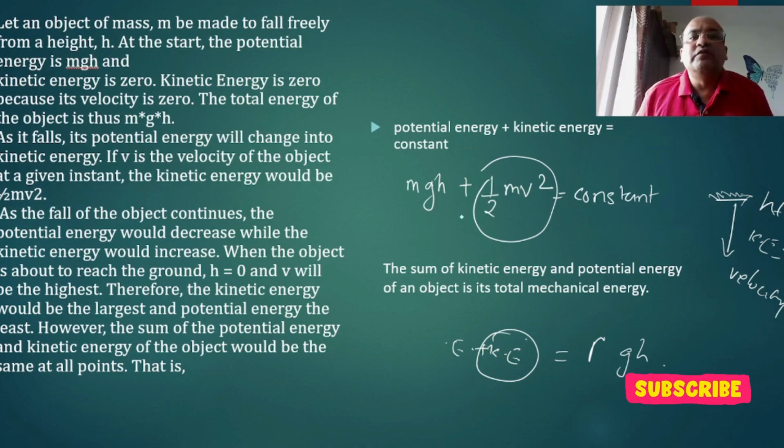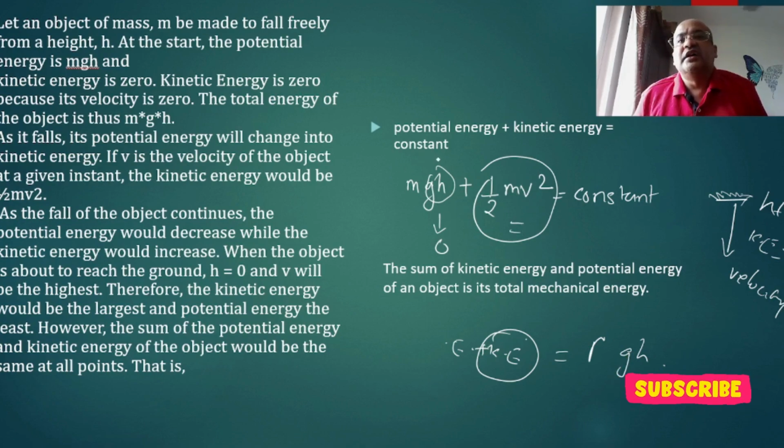As the fall of the object continues, it is going down and down. When the object reaches the ground, the value of h becomes 0. Therefore kinetic energy at that time will be the highest and the potential energy will be the least, it will be 0. But the sum of the potential energy and the kinetic energy of the object would be the same at all the points. That we need to remember.